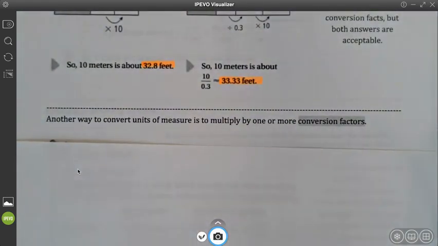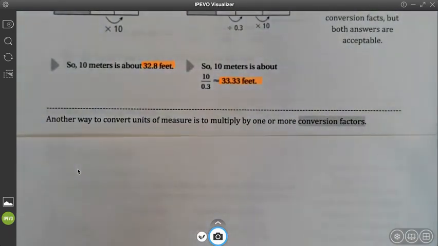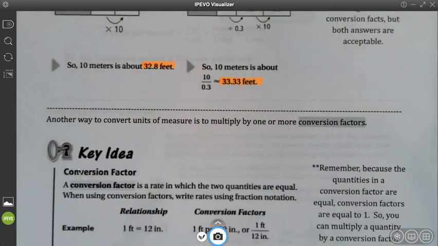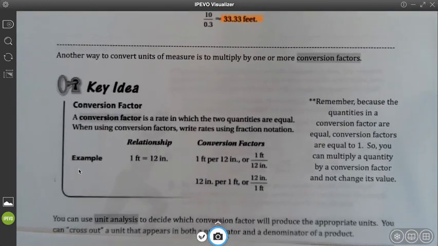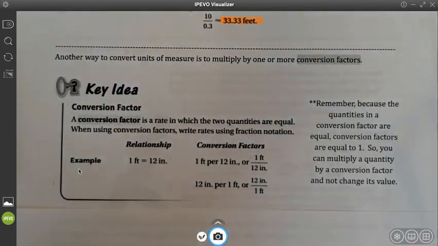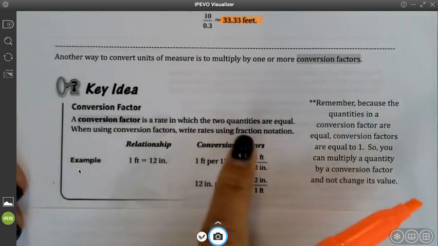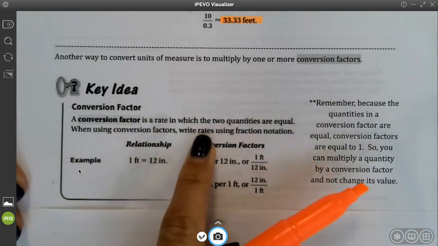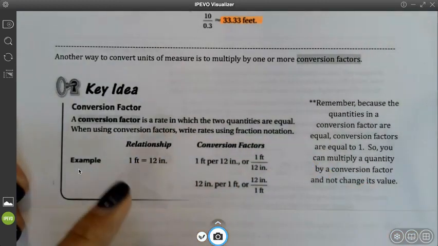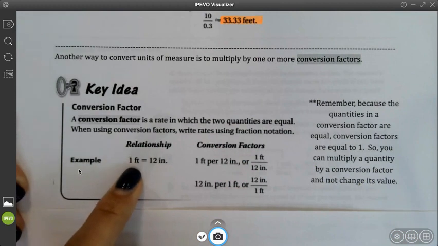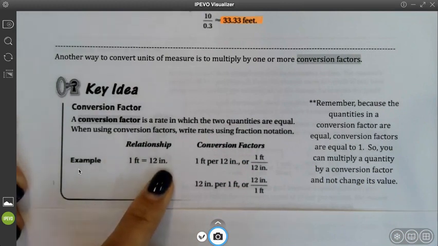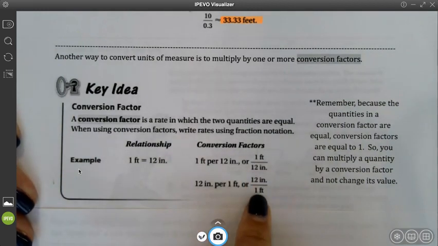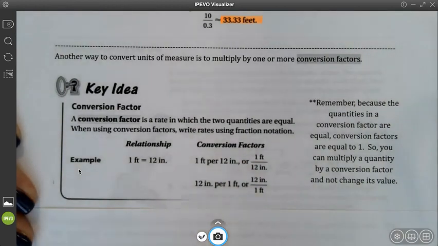Another way to convert units of measure is to multiply by one or more conversion factors. So this is a different strategy that does not use ratio tables. A conversion factor is a rate in which the two quantities are equal. When using conversion factors, write rates using fraction notation. So for example, we all know that 1 foot equals 12 inches. So we can write that as 1 foot over 12 inches or 12 inches over 1 foot. These are the same thing.